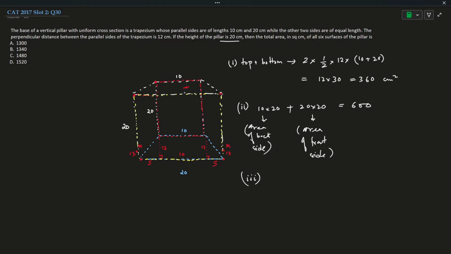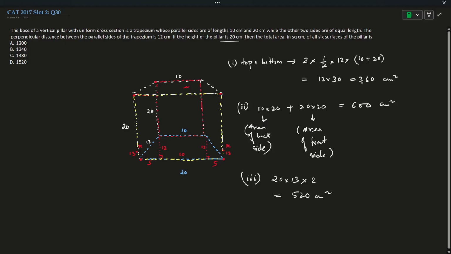And we also have two other rectangles here, right? The area of the sides will be length into breadth. This is 13. So 20 into 13. There are two such rectangles. So into 2. So this will be 26, 520, 520 centimeters square.